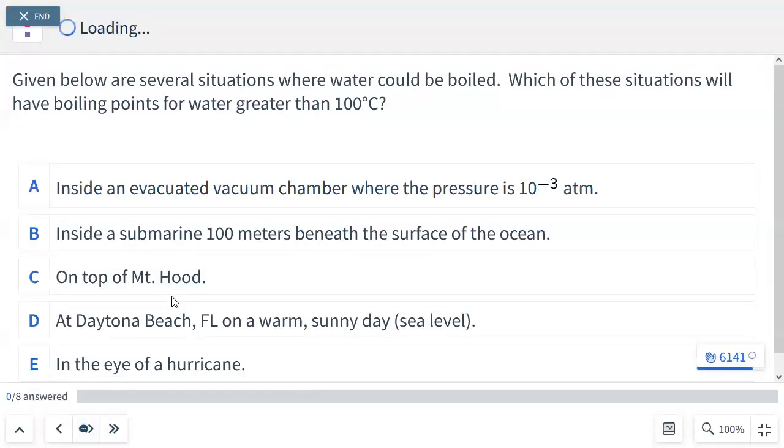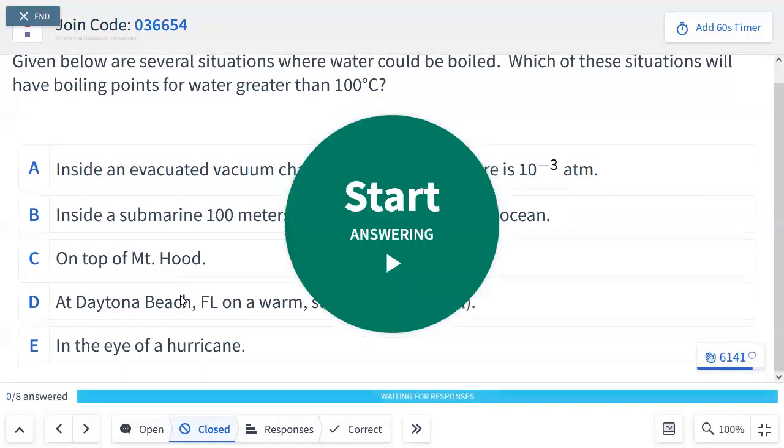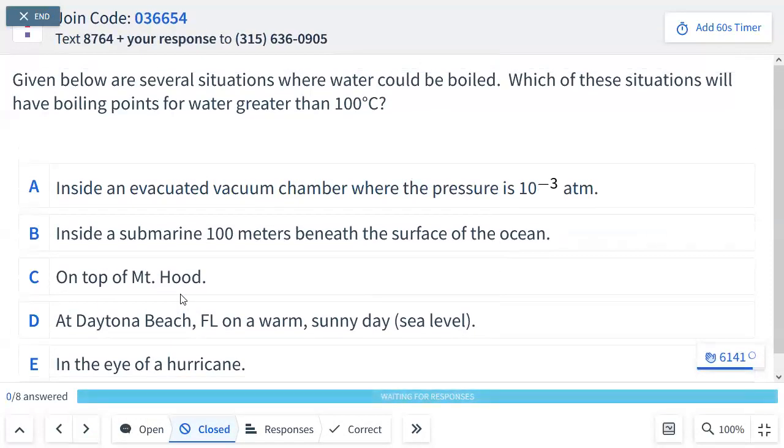So speaking of, here are several situations where we can see water boil. Under which of these conditions would the boiling point actually be above 100 degrees Celsius? So give that a thought here.